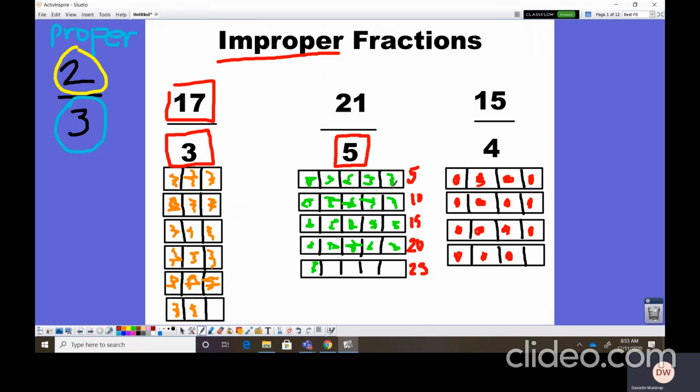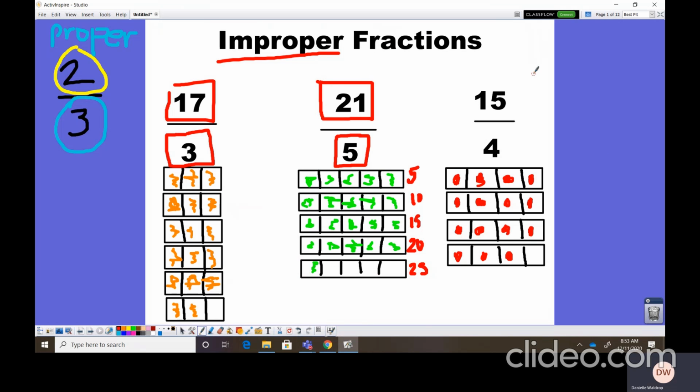1, 2, 3, 4, 5. All right, and I needed to color in 21 of them. So I did. I colored in 5, 10, 15, 20, and 21. 21/5. 4 of these boxes, these rectangles down here, were not colored in because I did not need them.